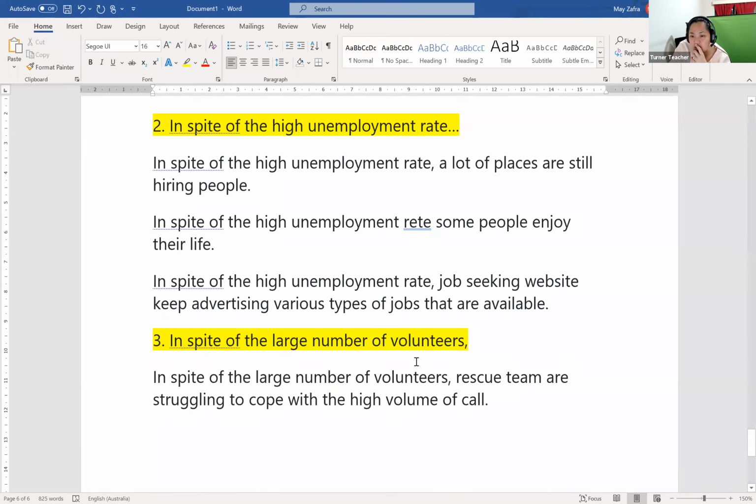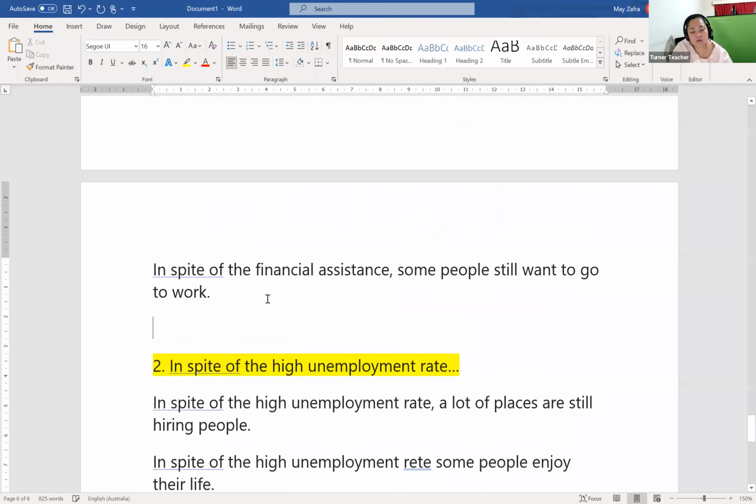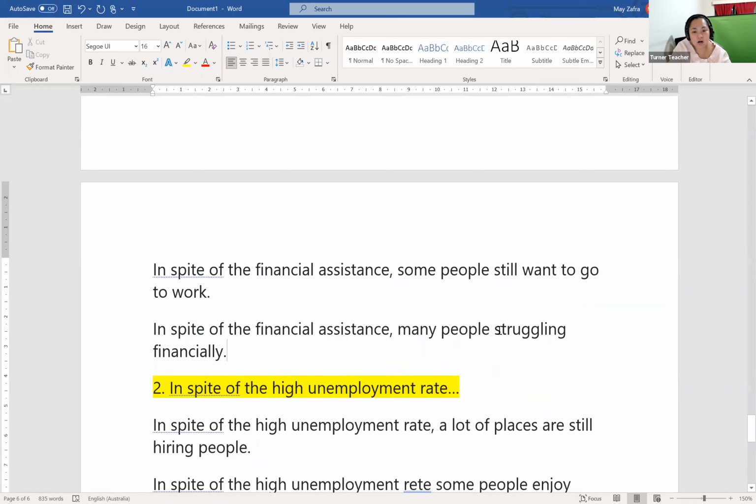In spite of financial assistance, many people are struggling financially. Yes, that's correct. Many people are struggling. Beautiful. In spite of high unemployment rates, some people are getting government funds. Some the high unemployment rate. Some people, that is also cause and effect.